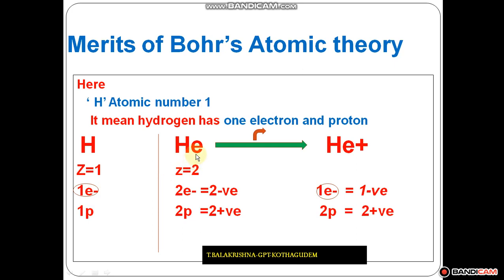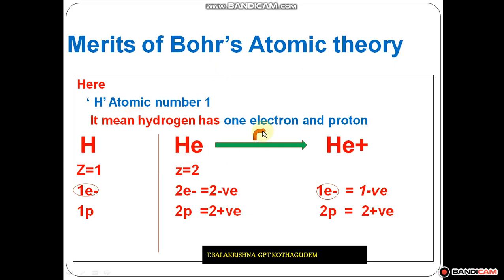Second example, helium. Helium atomic number is 2. So atomic number 2 means it has two electrons and two protons. Electrons are negatively charged particles, so two electrons means 2 units of negative charge. It has two protons, that means 2 units of positive charge. Here 2 units of negative charge are neutralized by the 2 units of positive charge. So this atom is electrically neutral, but this theory failed to explain the spectrum of helium because it has two electrons. This theory is applicable only for an atom or ion that has only one electron.